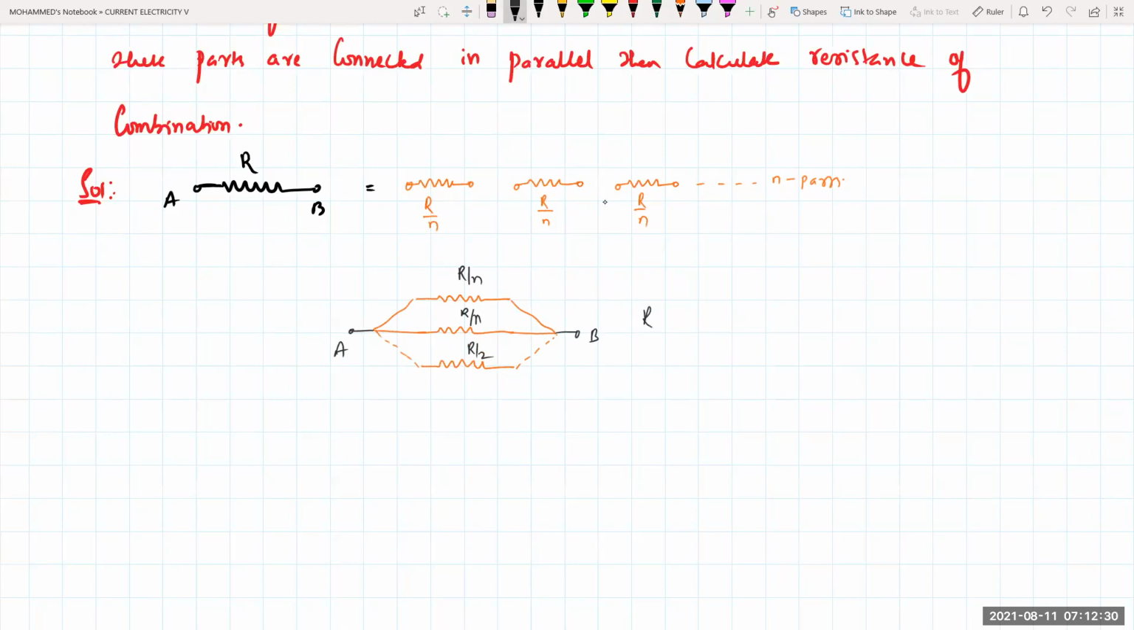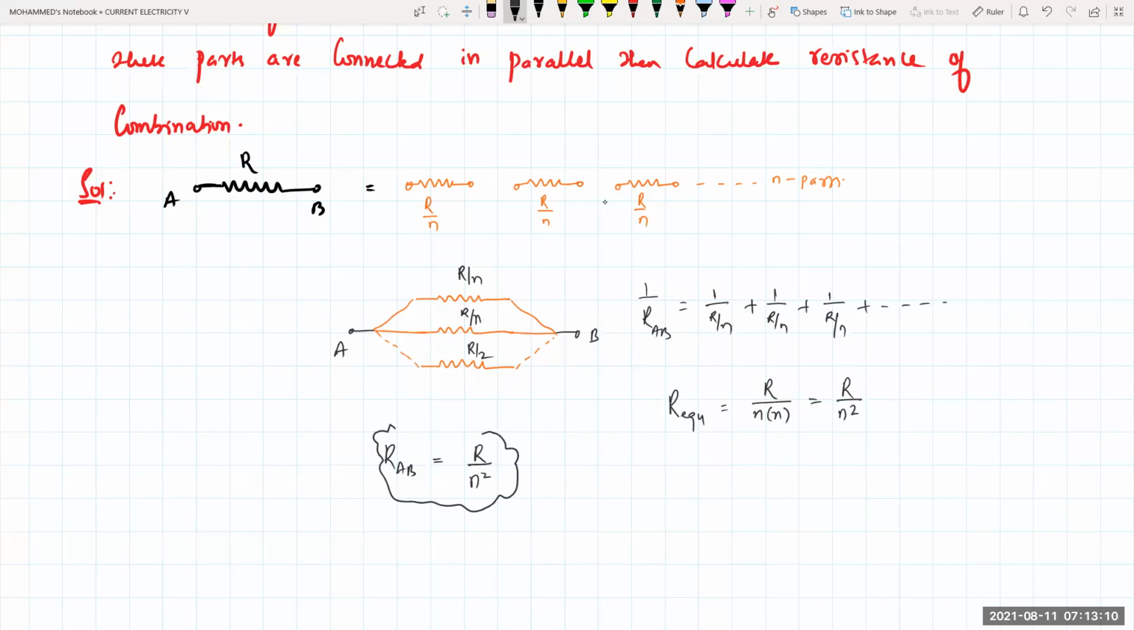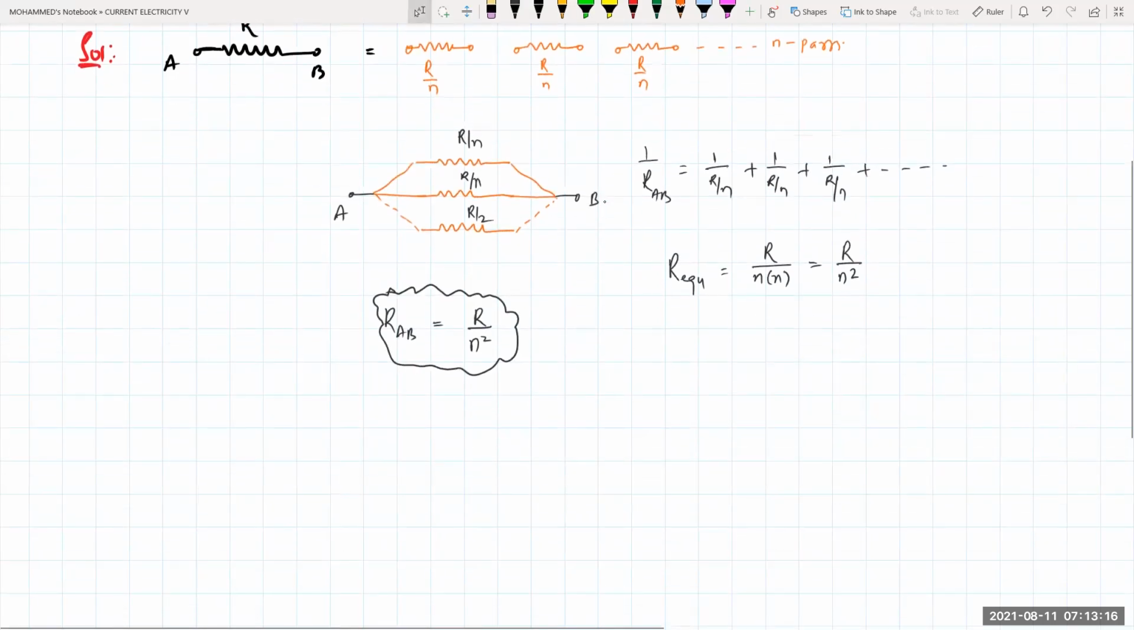And resistance across here, R_AB will be equal to 1 by R by N plus 1 by R by N plus 1 by R by N plus so on up to N. So R equivalent, I already told you in parallel combination, this will be R by the number of resistances. There is R by N multiplied with N, so that will become R by N square. So R equivalent across A and B will be equal to R by N square. Is it clear, beta? Any doubt in this question? No. Next question.